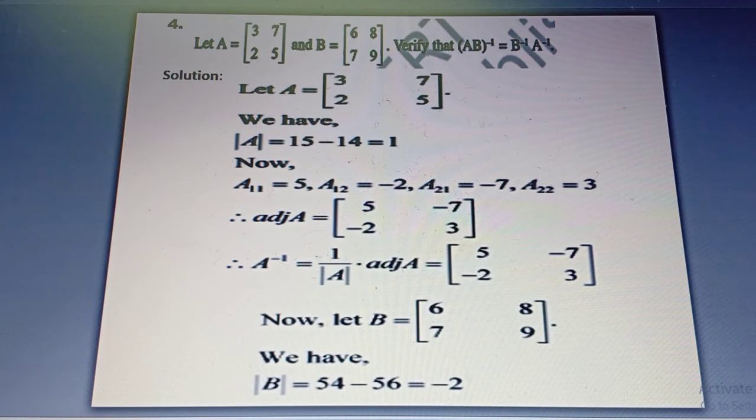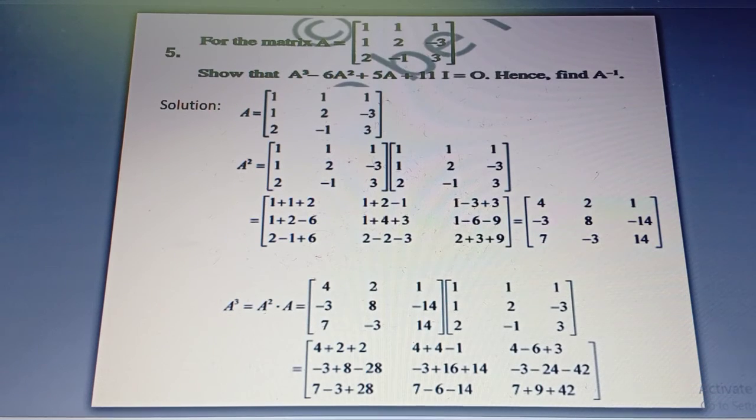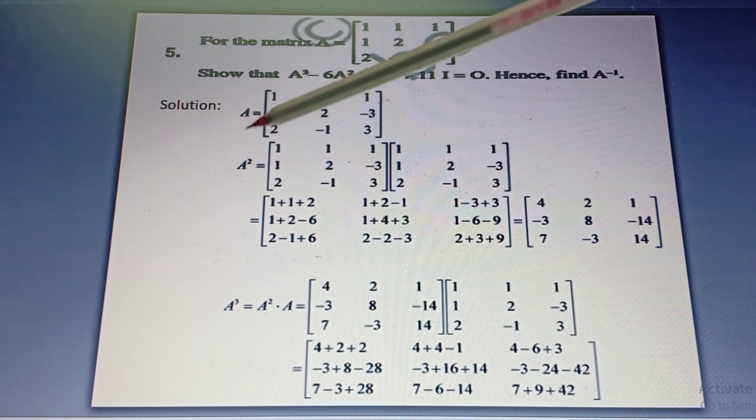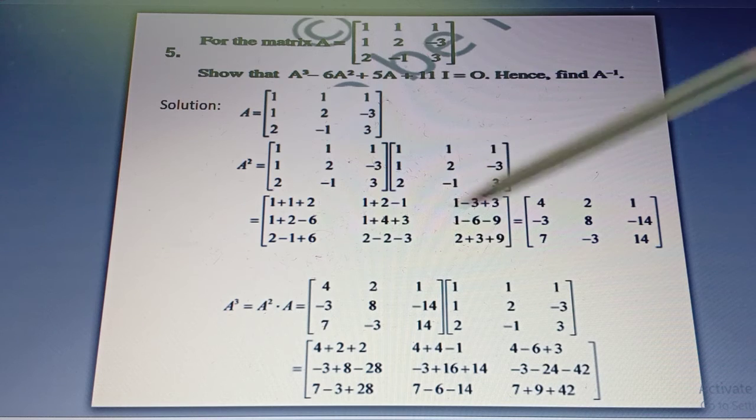So students, the next question is very important: for a matrix A, show that A cube minus 6A square plus 5A plus 11I equal to 0, and hence find A inverse. So first of all, we have to find this term A cube. A is given. First we find A square, A into A. So students, you know how to find it.